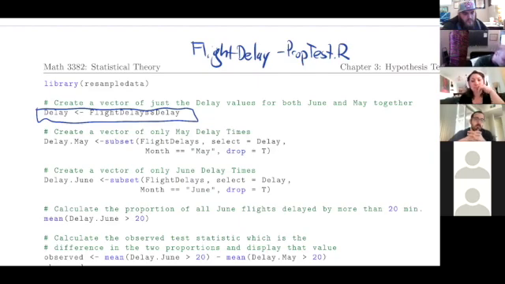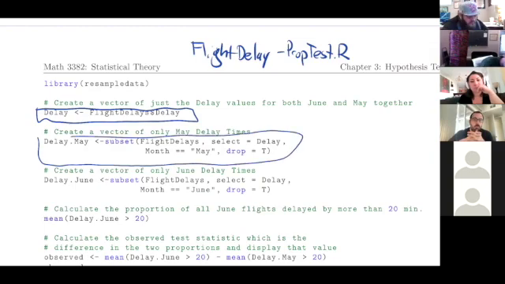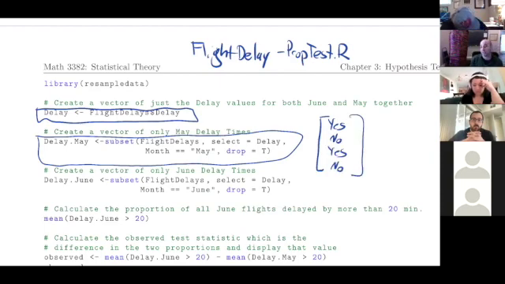So what I did is I created one vector that has delay times for just May. It's going to look like that. It's just going to be some vector of yeses and nos, but it's a really long one because there were like 2,000 things in May. And then we do the same thing in June. So this is saying pick off just the variable delay for just the month of June.